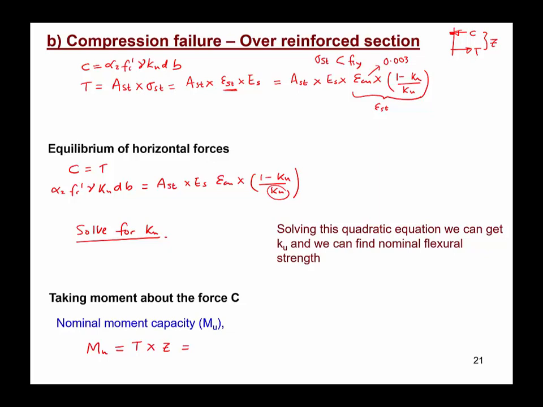if we take moment about point C, T multiplied by Z, the area of reinforcement multiplied by sigma st, which is the stress in the steel, multiplied by the lever arm. So with this we can find out the ultimate moment capacity of the section, because we can express sigma st again in terms of the strain in the concrete, and we can find that out as well. So in this way, if the beam is failing in compression failure mode, we can find out the ultimate moment capacity.